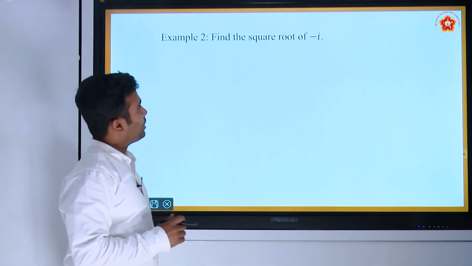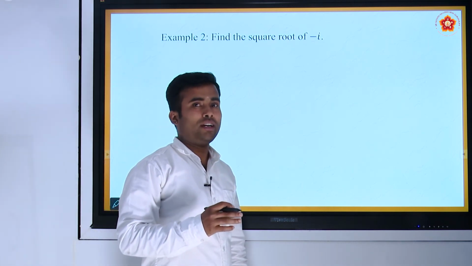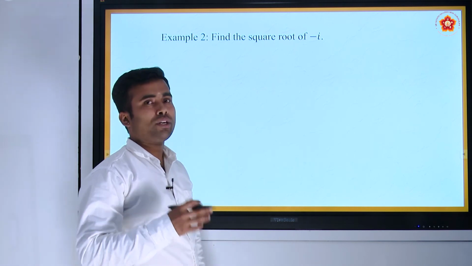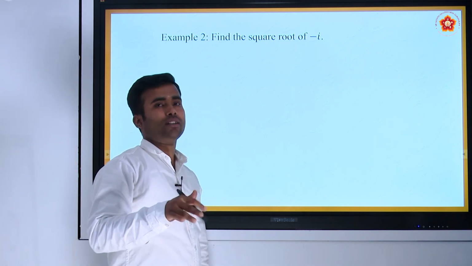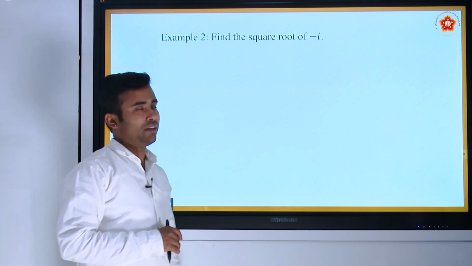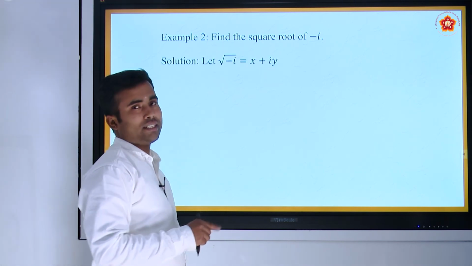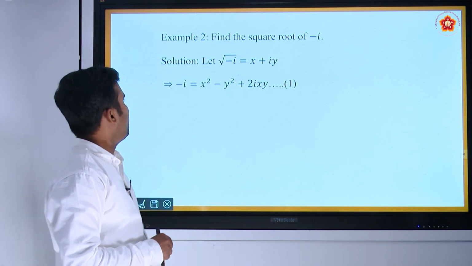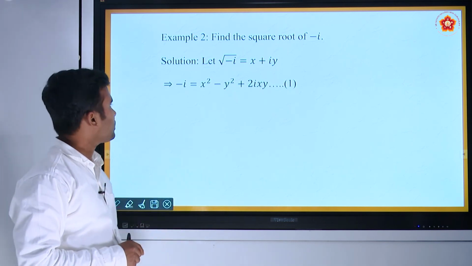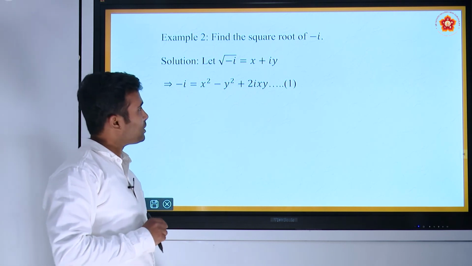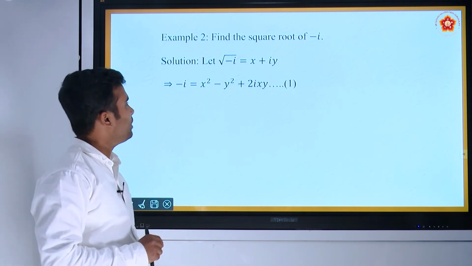this is something where you will get the product as negative. If you get the product negative, you will get alternate signs for both x and y. Let us consider the square root of minus i is equal to x plus iy, and if I take squaring on both sides, you will get minus i is equal to x square minus y square plus 2ixy.